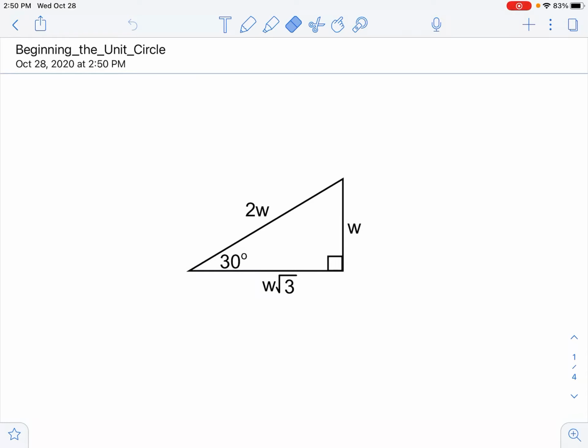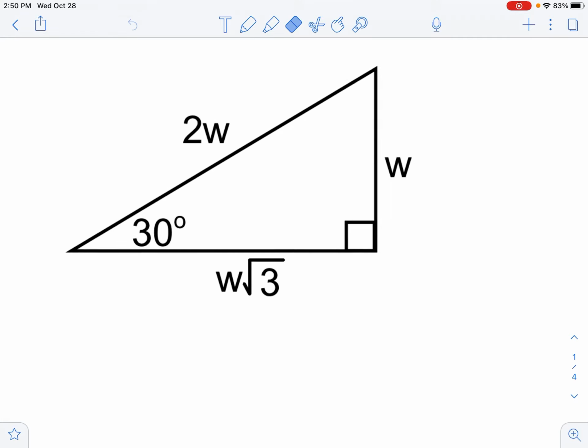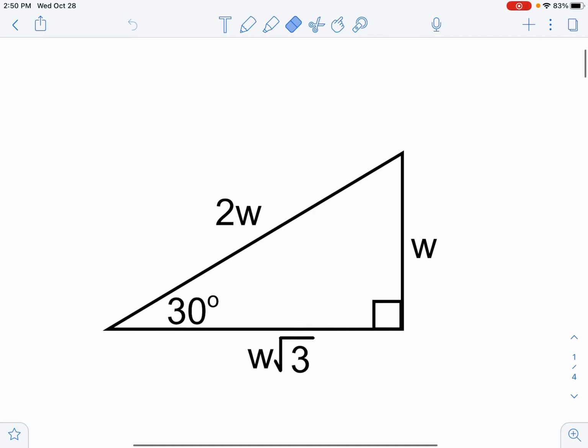All right, so this is an introduction to the first quadrant of the unit circle. So first off, what you need to know is that this is called a special right triangle. Why is it special? Well, first off, why is it right? Because there's a right angle. Why is it special? Because there's a 30-degree angle and then a 60-degree angle.